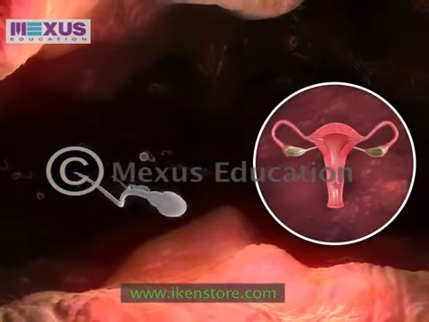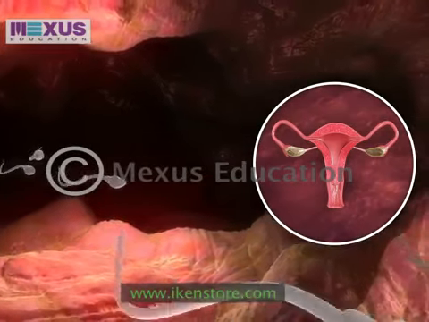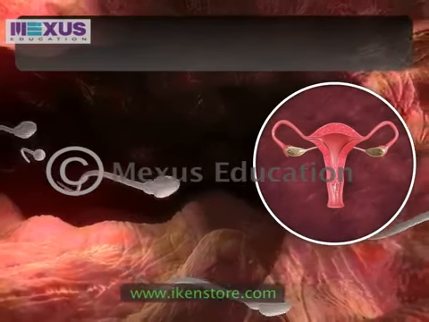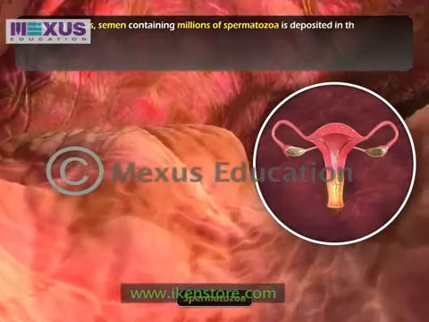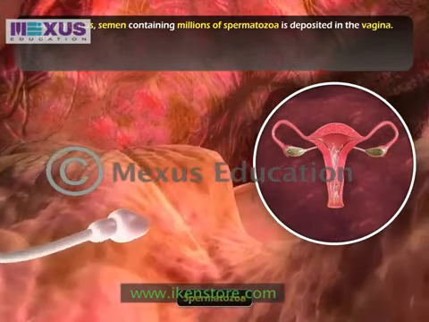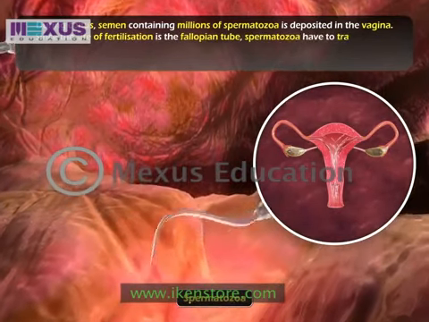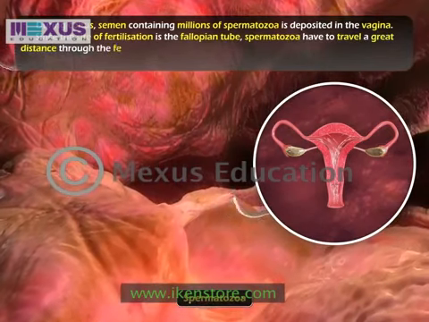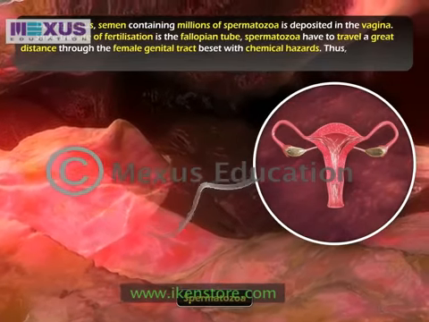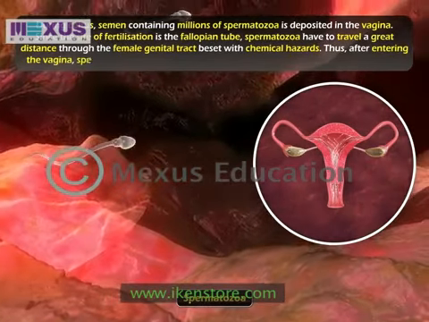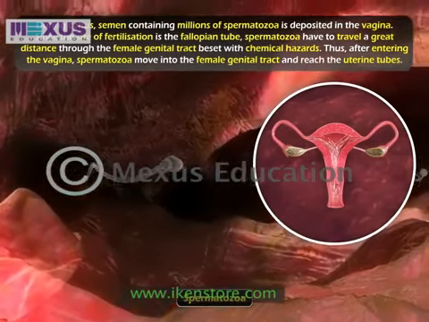An enormous number of spermatozoa, about 400 million, are contained in an average ejaculation. During coitus, semen containing millions of spermatozoa is deposited in the vagina. Since the site of fertilization is the fallopian tube, spermatozoa have to travel a great distance through the female genital tract beset with chemical hazards. Thus, after entering the vagina, spermatozoa move into the female genital tract and reach the uterine tubes.